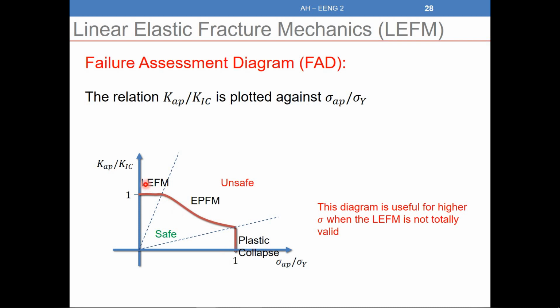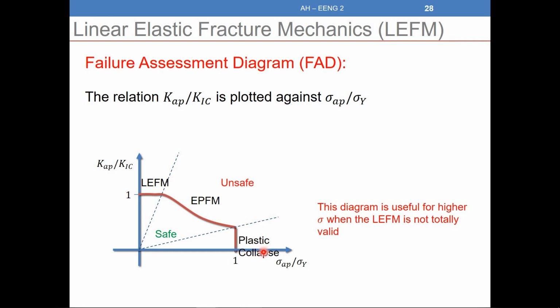And this is what we call linear elastic fracture mechanics. This part here is what we call elastic plastic fracture mechanics. This is outside our program, so we did not study it. But the idea is that this diagram is used. I need to at the same time ensure that the stress is lower than sigma y, and that the applied stress intensity factor is lower than the fracture toughness. So this zone here will be safe, and any point outside this diagram will be unsafe.